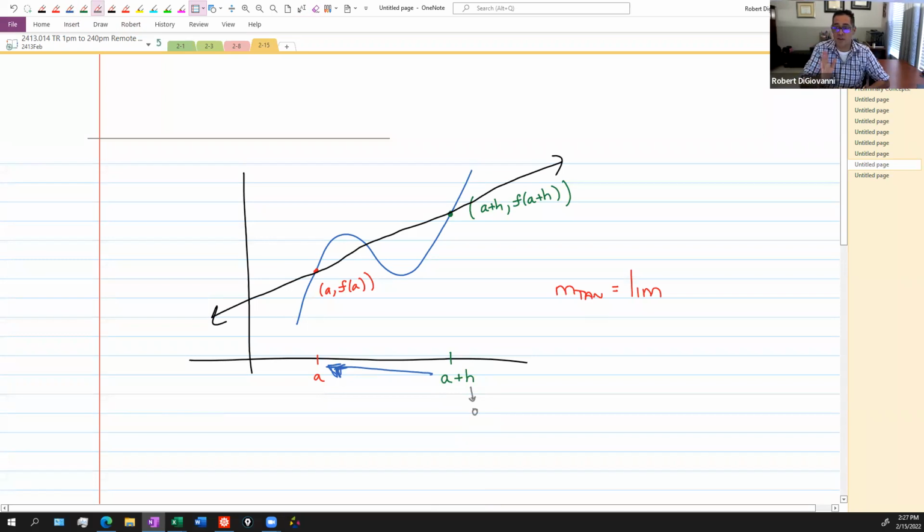If h goes to 0, it's going to slide that point over. So I'm going to change my formula to let h go to 0. And now I do my slope, which is y2 minus y1 over x2 minus x1. So it'll look like this: f of a plus h minus the y coordinate over here, f of a, all over the difference of the x coordinates, which will be a plus h, that's x2, minus the first x coordinate, which is a.